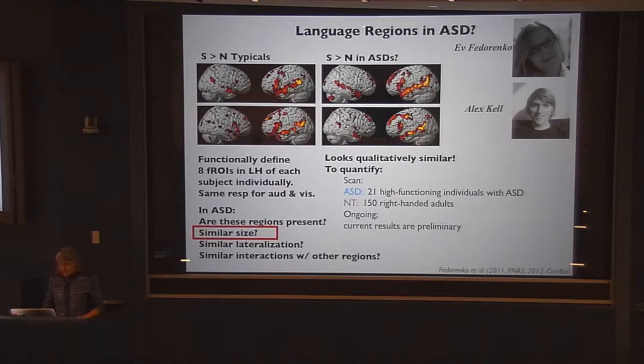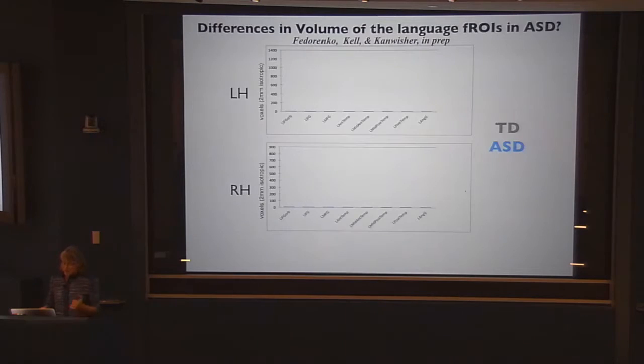So we're still scanning subjects, but the data I'm about to show you has now 21 adults with autism and a very large pool of typical subjects as a baseline, because Ev uses this localizer in all of her experiments, so she's got nice baseline measures. And so first of all, are these regions of similar size? What I'm going to show you is 8 of those language regions that I showed you before, identified with that parcel method.